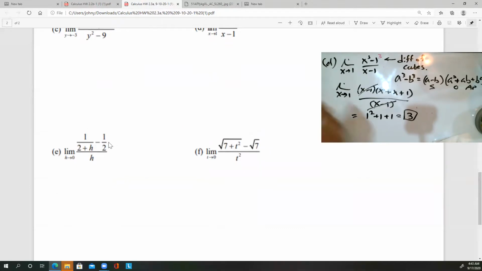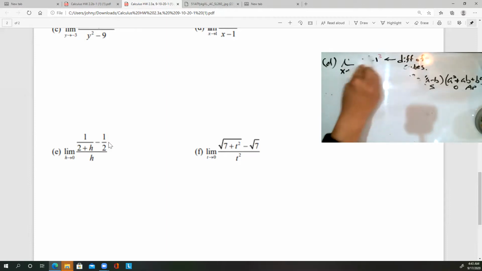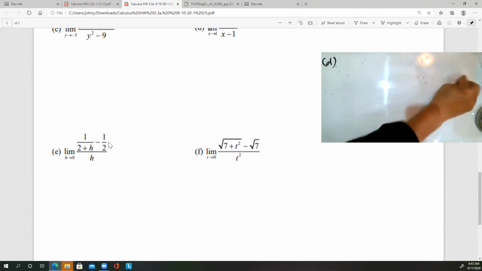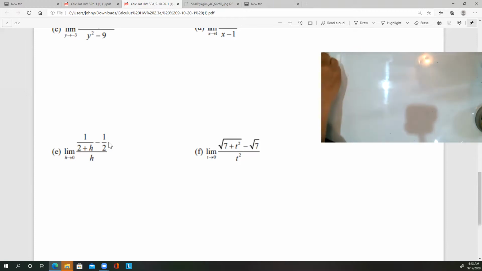This is a little bit tricky. I'm going to do actually both E and F for you guys because they get much more difficult.